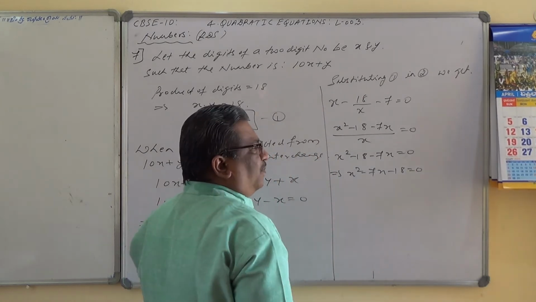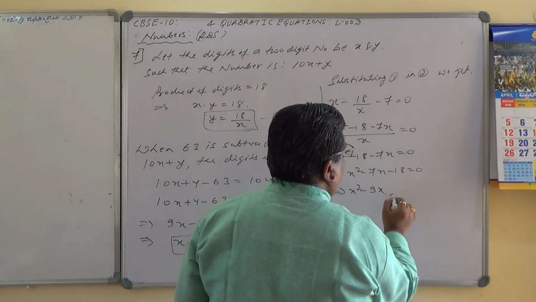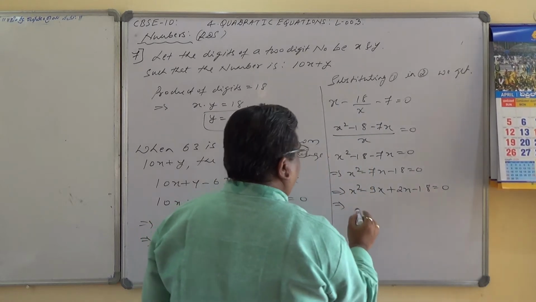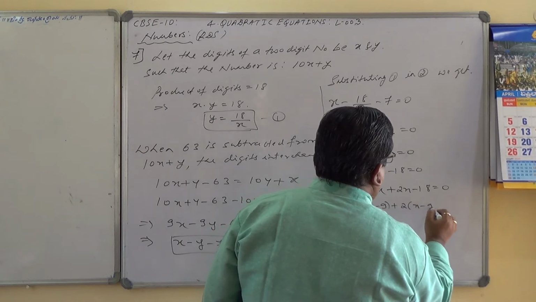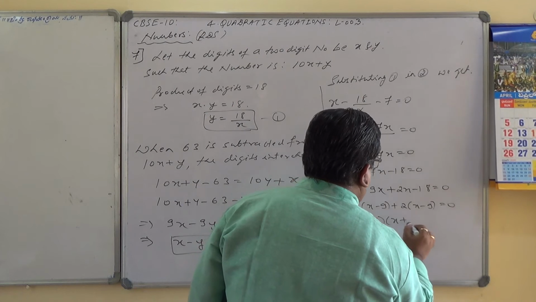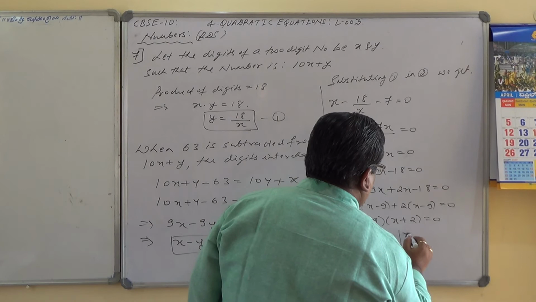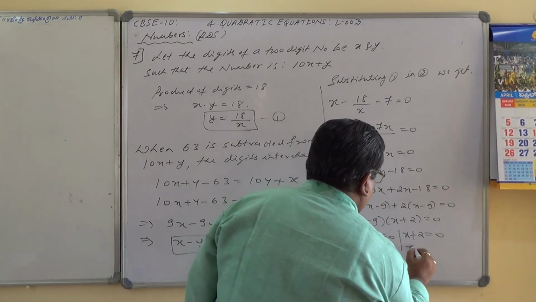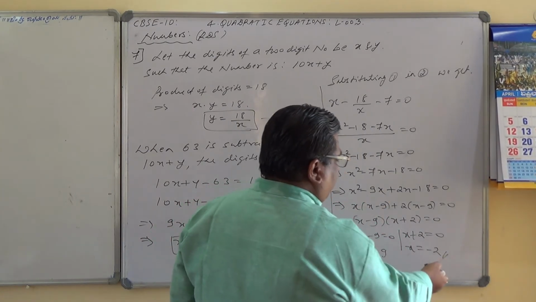So 9 into 2, is it possible? Yes, possible. X square minus 9x plus 2x minus 18 equals 0 implies x minus 9 into x plus 2 equals 0 implies x minus 9 equals 0, x plus 2 equals 0 implies x equals 9 or x equals minus 2. So can digits be negative? Not possible.